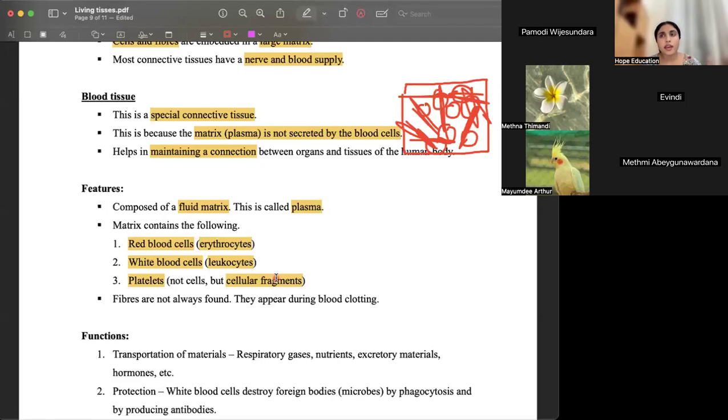Okay. What are these cells? What are the cells in the matrix? There are 3 types. There are red blood cells, which we call erythrocytes. There are white blood cells, which we call leukocytes. And there are also platelets.